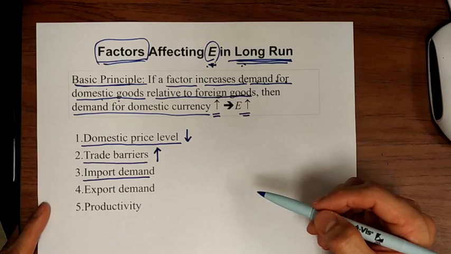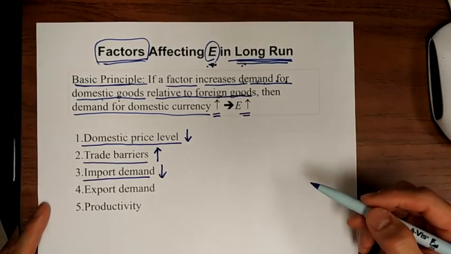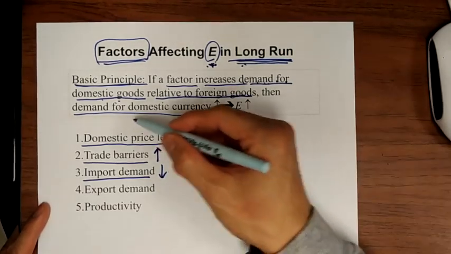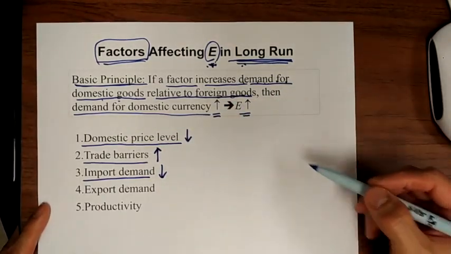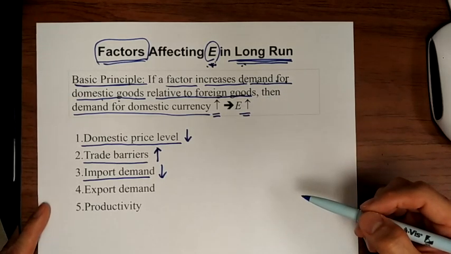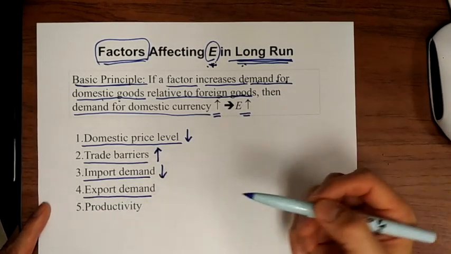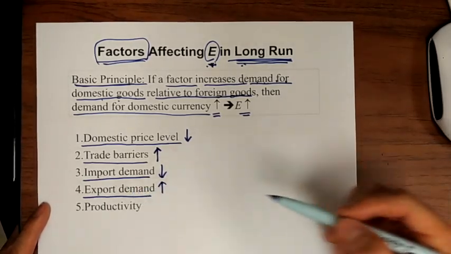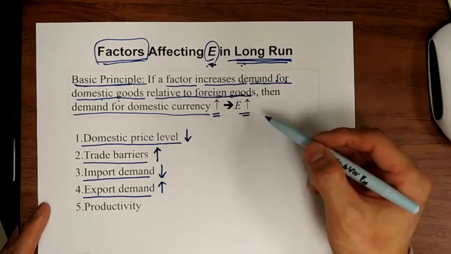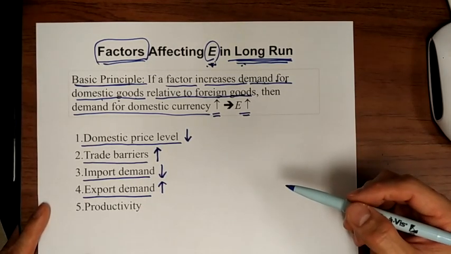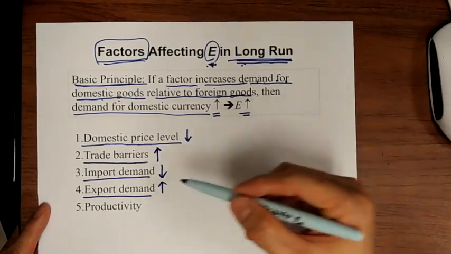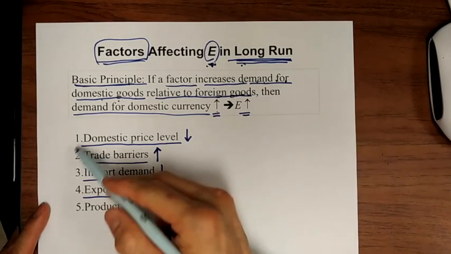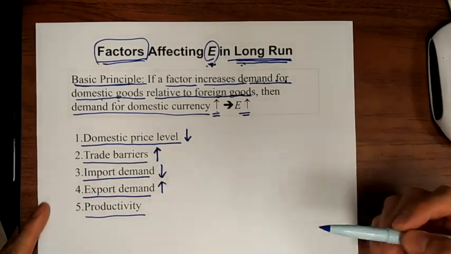If import demand decreases, that is, you buy domestic goods, then domestic currency appreciates against foreign currency. If export demand increases, that is, foreigners want to buy our export, that means they have to buy our currencies first. Therefore, our currency appreciates against their currency. These four are straightforward. This one is trickier.